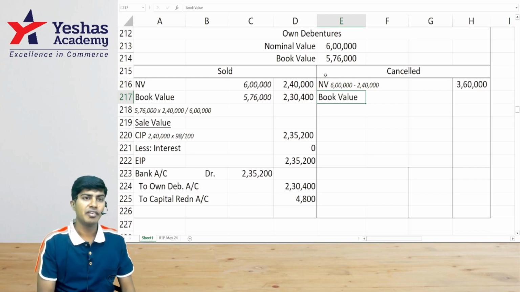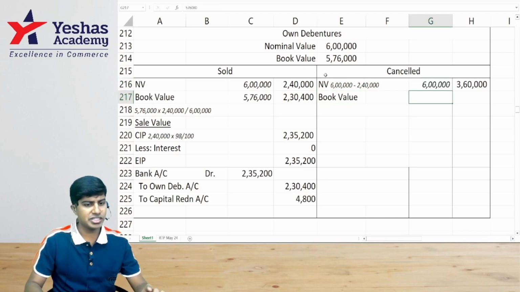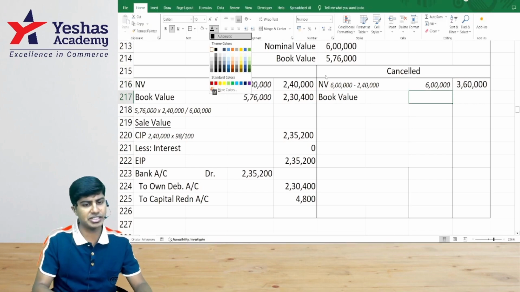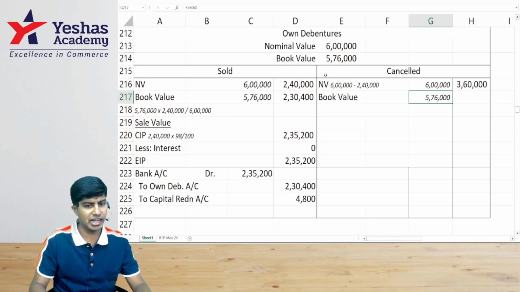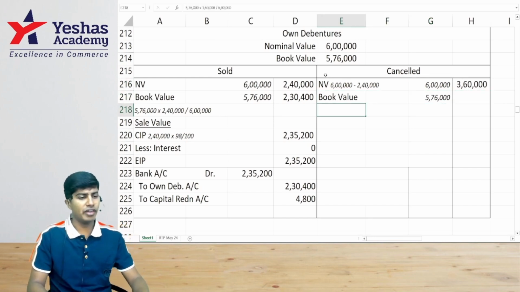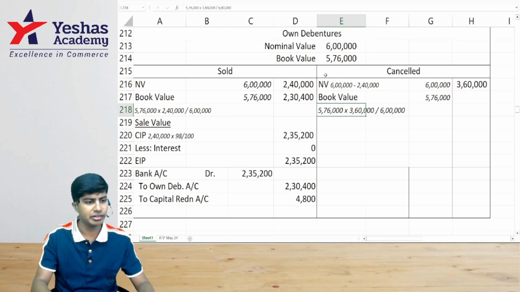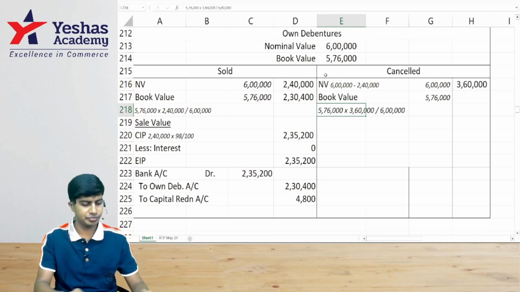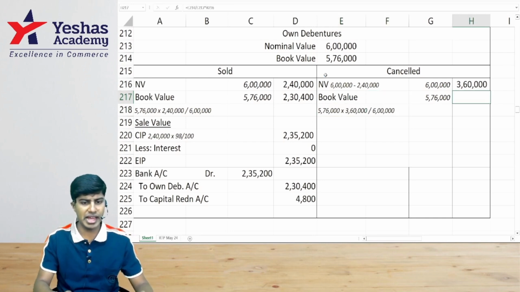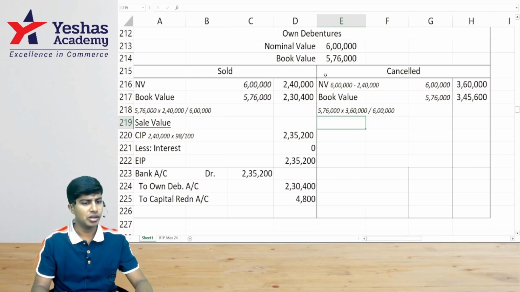How do you find it? Very simple. For 6 lakh nominal value, book value is 5,76,000. Correct? For 3,60,000 nominal value, how much is book value? 5,76,000 into 3,60,000 divided by 6 lakh. 3,45,600 is book value. Am I right?